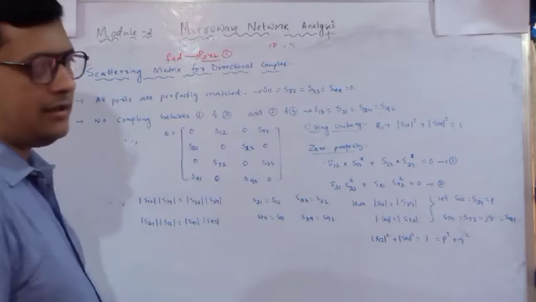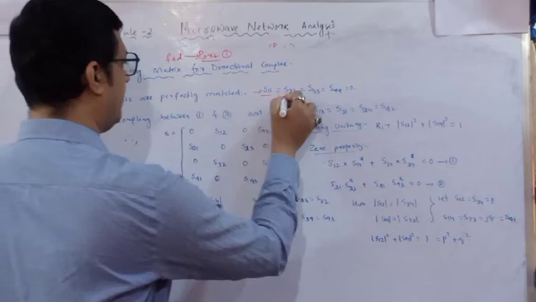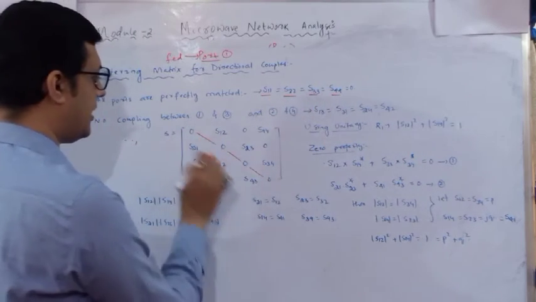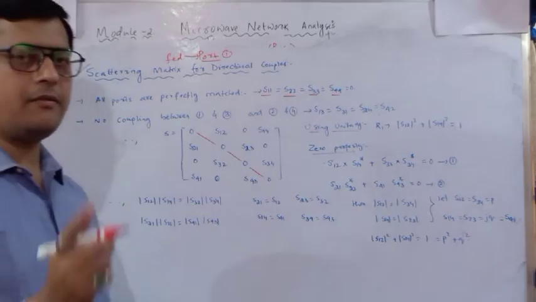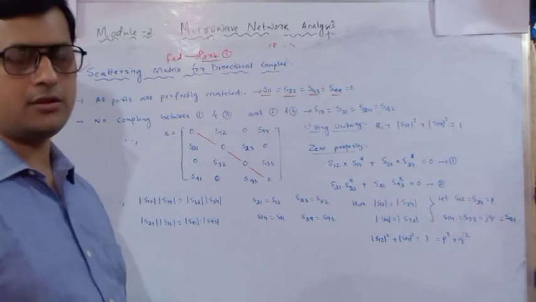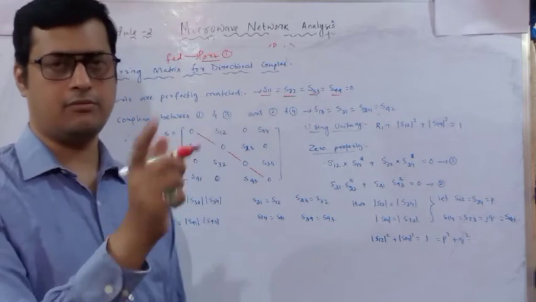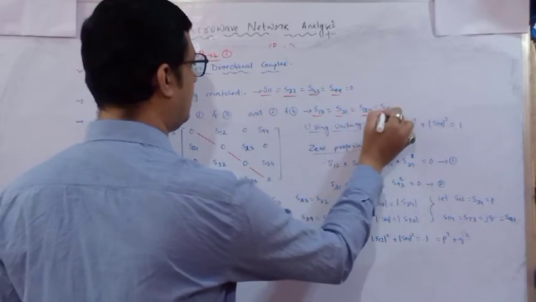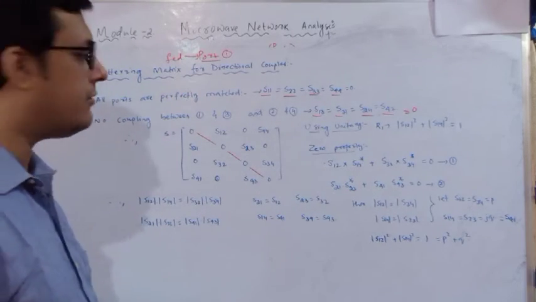All the ports are perfectly matched, means the diagonal elements of the S matrix are going to be 0. That is S11, S22, S33, S44 are 0. You can see these are the diagonal elements, all are 0. Perfectly matched. Next, if you are feeding the power at port 1, there is no coupling between port 1 and port 3, 2 and 4. So that means S13 and S31 and S24 and S42 are all 0. So I have written S13, S31, S24, S42 equals 0, because there is no linkage between them.